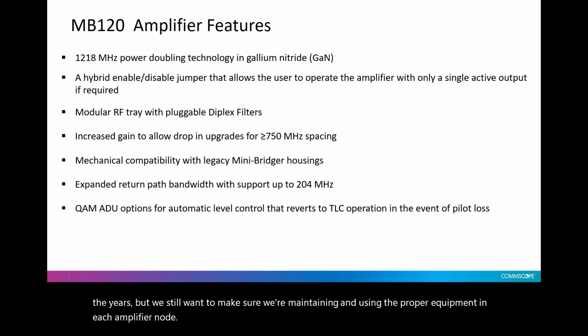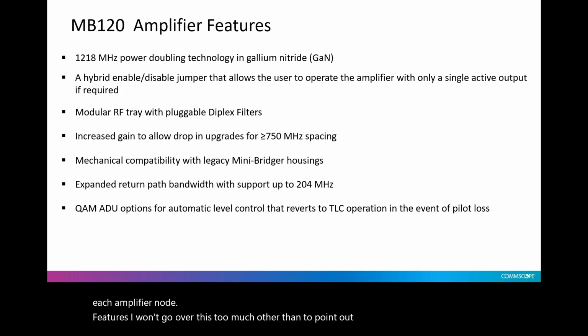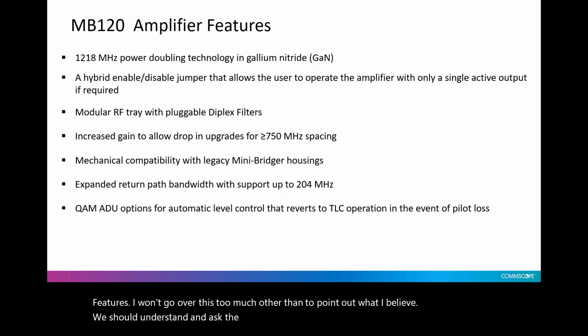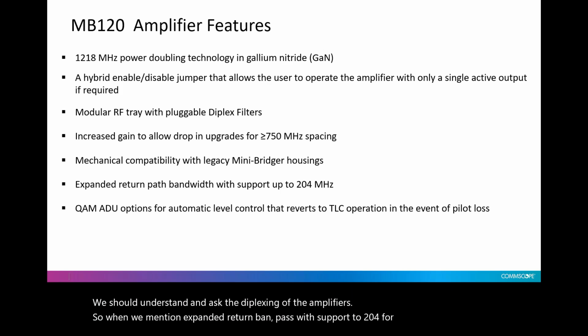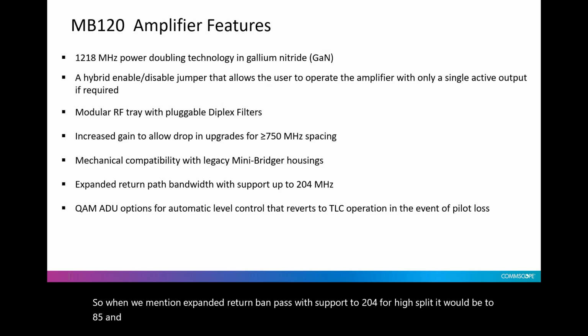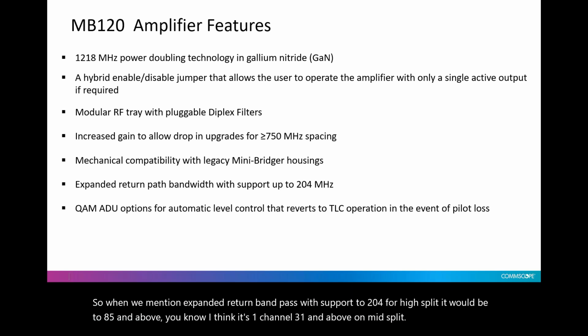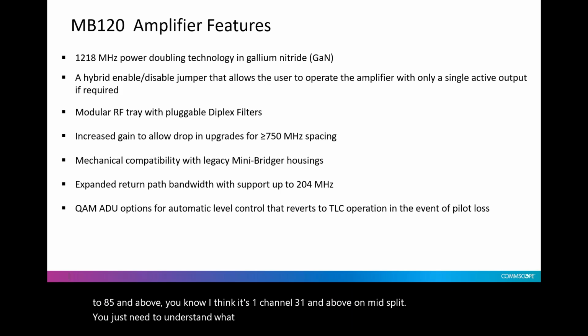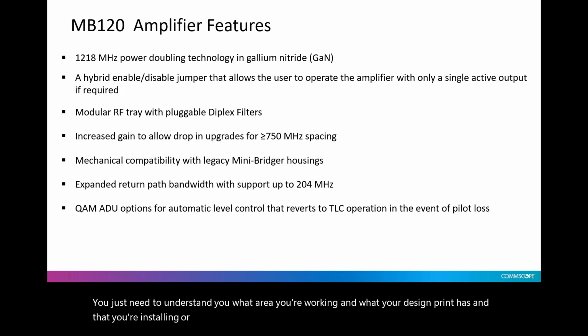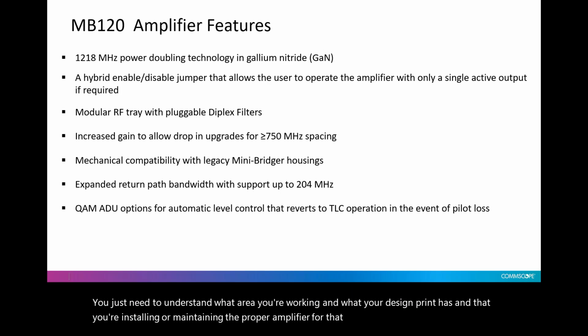Features, I won't go over this too much other than to point out what I believe we should understand, and that's the diplexing of the amplifiers. When we mentioned expanded return bandpass with support to 204 for high split, it would be to 85 and above. I think it's channel 31 and above on mid split. You just need to understand what area you're working in, what your design print has, and that you're installing or maintaining the proper amplifier for that location.